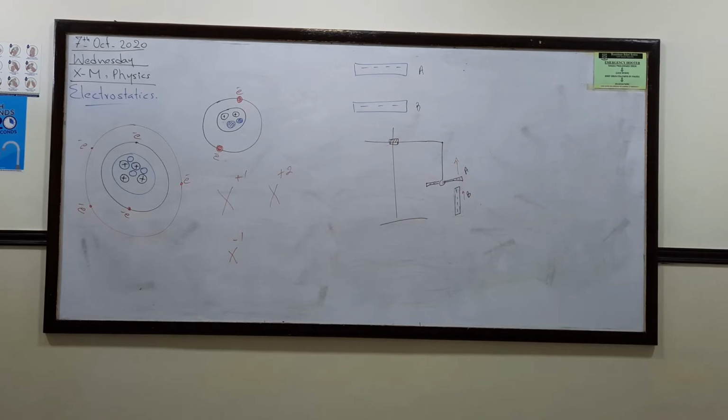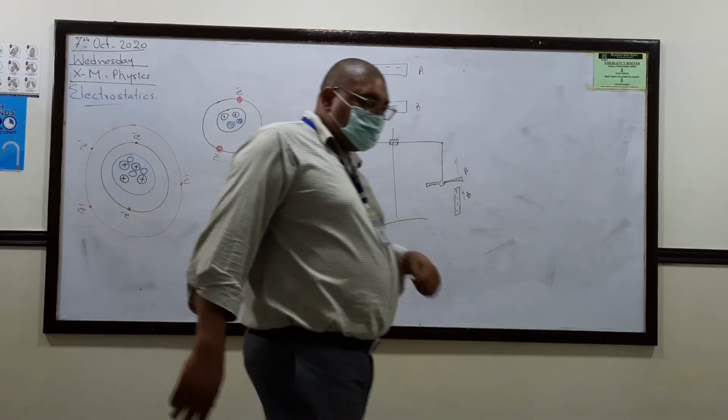The same charges repel each other. If you have a negatively charged body and another negatively charged body, and you try to bring them close to each other, they will repel each other. Like charges repel each other. Negative will repel negative, and a positively charged body and a positively charged body will repel each other. So the same charges will repel each other.